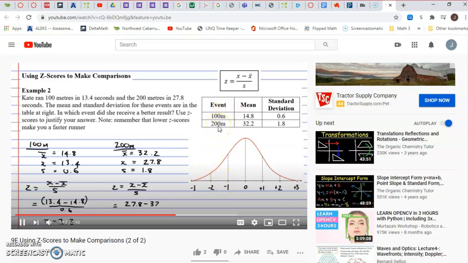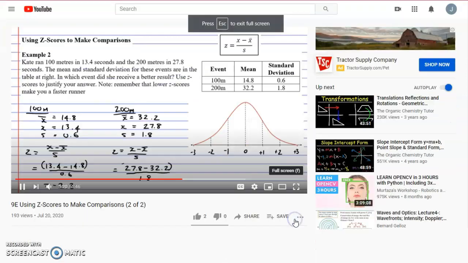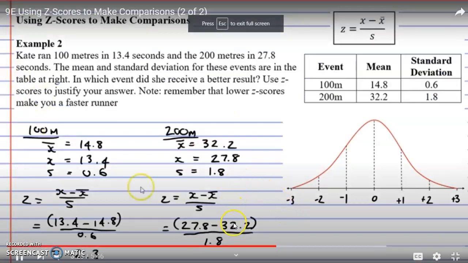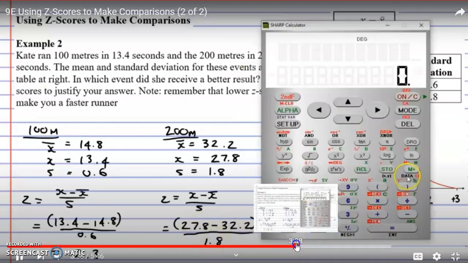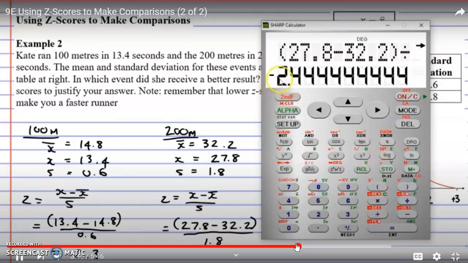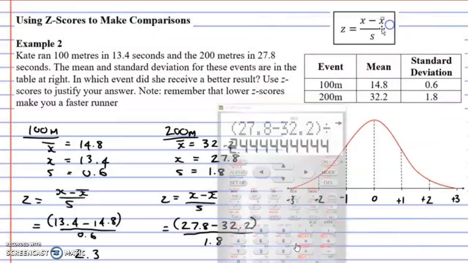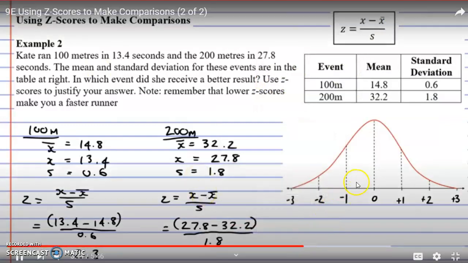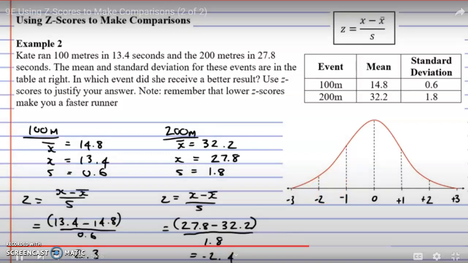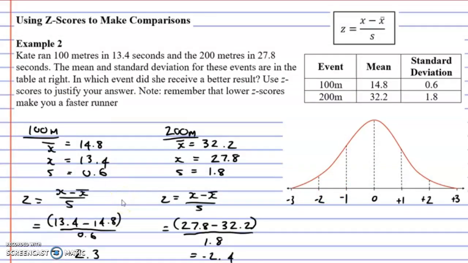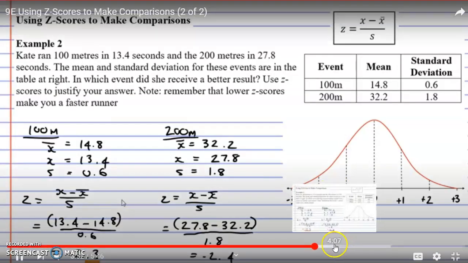All right, but now on this one, again, he lists out everything, which I would do. I would list everything each time and then do your calculations, and we're going to end up with negative 2.44. Okay, so now she's going to be way over here. I love how he says z-scores.